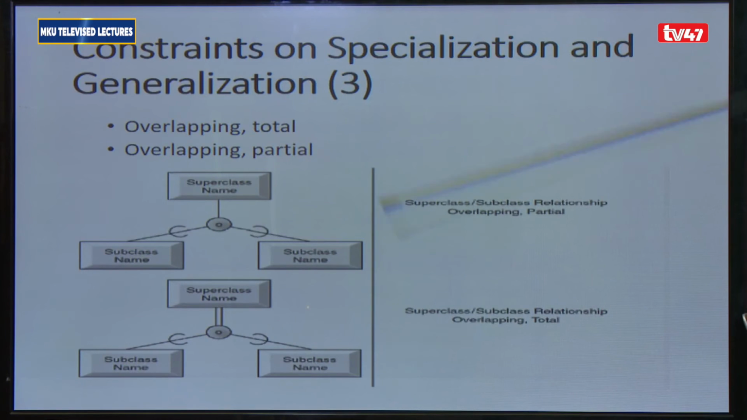So we also have constraints on specialization and generalization. These are a continuation, and we want to now look at the overlaps. Overlapping. Remember in the previous one, we were using a D. In this case, our notation will be an O.